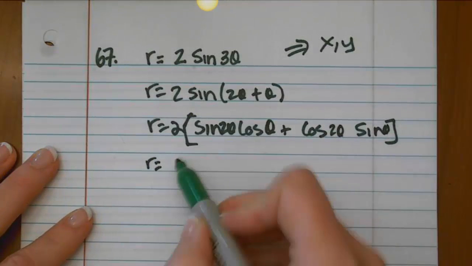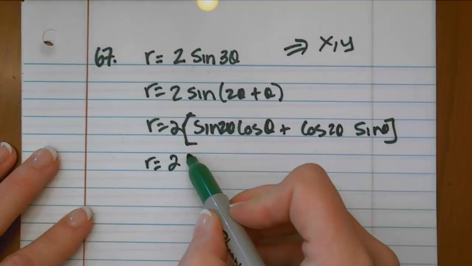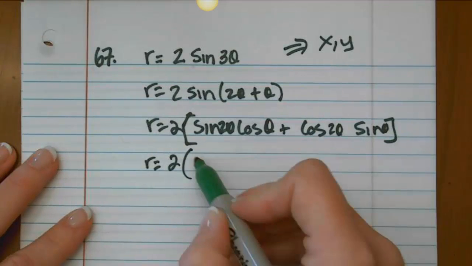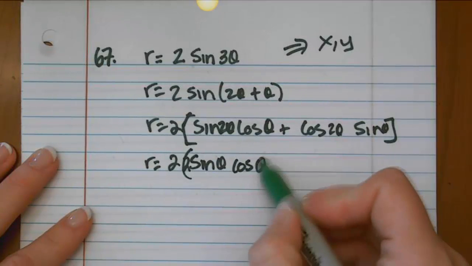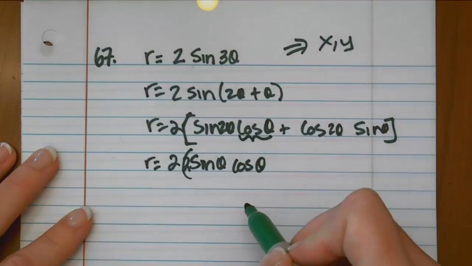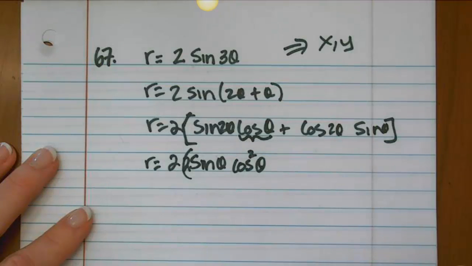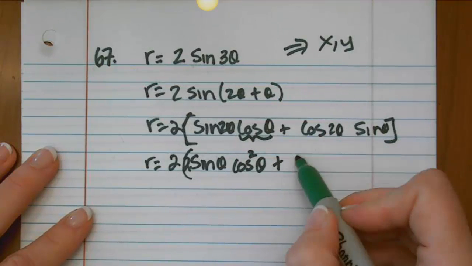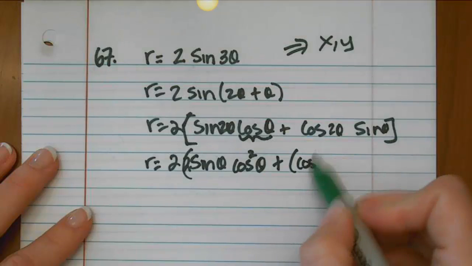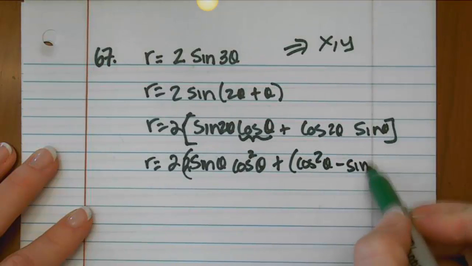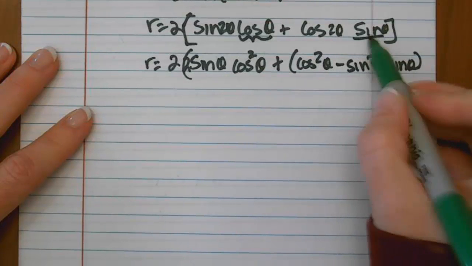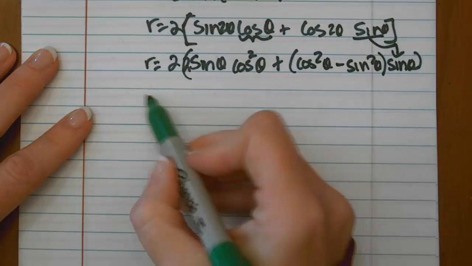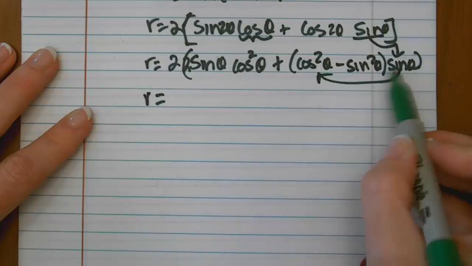Now, sine 2 theta is a double angle, so I'm going to substitute in 2 sine theta cosine theta. Now you have to multiply it times that cosine theta, so that's going to be squared. Plus, I'm going to rewrite cosine 2 theta as cosine squared theta minus sine squared theta. Carry down my sine squared theta. Okay, in my next step, I'm just going to distribute that over.